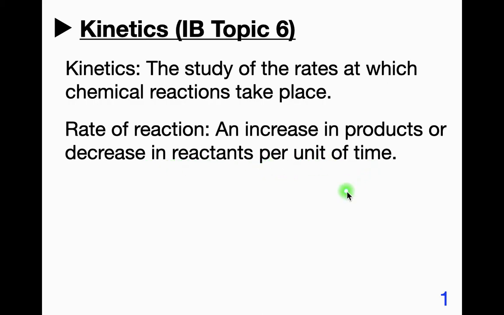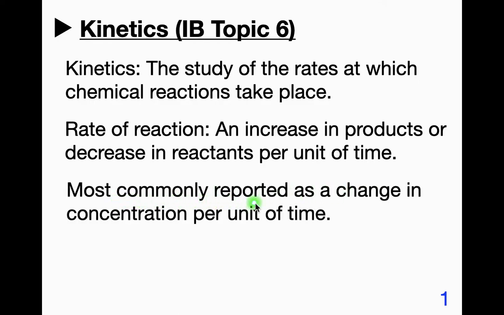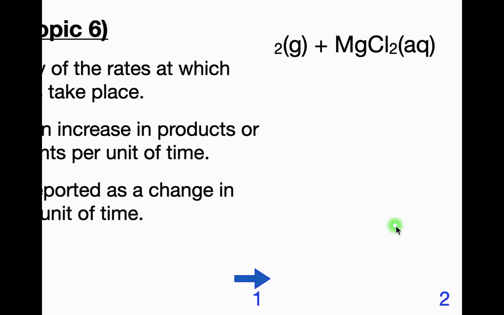In other words, we could look at the rate at which something is being used up, consumed, or we could look at the rate at which something is being produced. Most commonly reported as a change in concentration per unit of time. So let's look at an example of that.